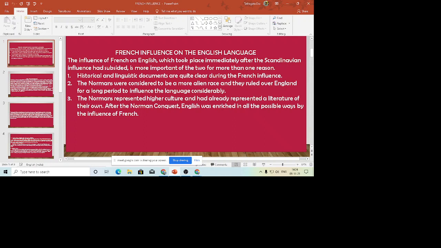There are a number of documents which point to this period. The Normans were considered a more alien race, and they ruled over England for a long period, influencing the language considerably. Obviously the English language came under the influence of French because the Normans had sway over England for quite a long time, and they represented a higher culture and a literature of their own. So after the Norman conquest, English was enriched in all possible ways by the influence of French. Let us pass on to the next one.